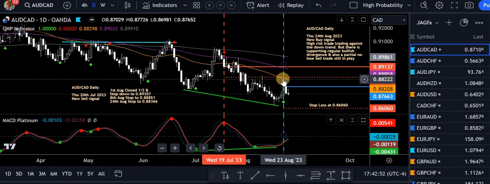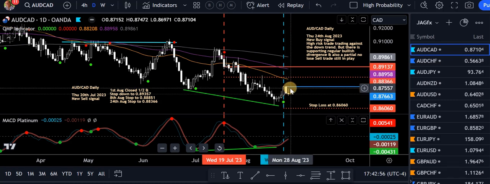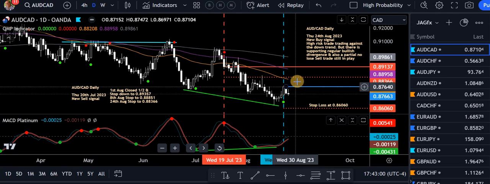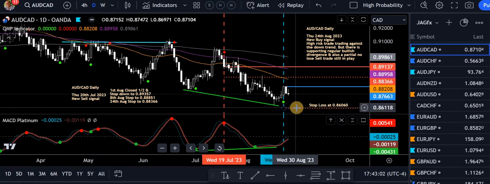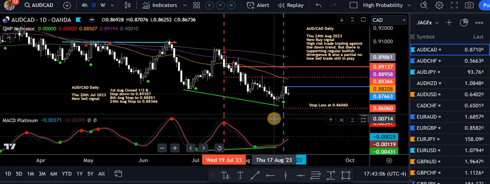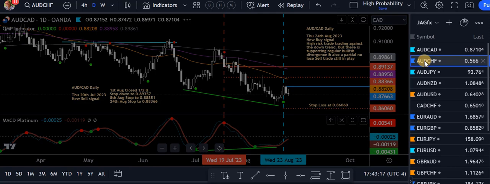The good thing is having that partial sell still in play. Can't lose on that. So if the buy, say, rolls over and takes out my stop, it's not the end of the world. I've still got this trailing this sell down. So if you're serious about trading, you want to set up platforms where you can trade, buy and sell at the same time. It's just handy sometimes. All right, so that's the AusCAD looking okay there.